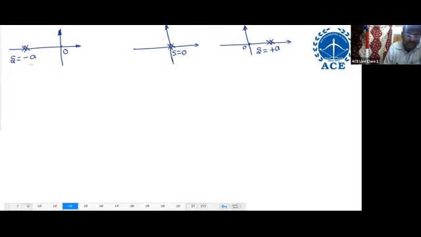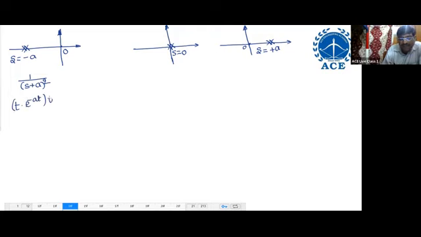Tell me, what is the transfer function? 1 by (s plus a) whole square. Two poles, repeated. The inverse Laplace transform is t e power minus at.